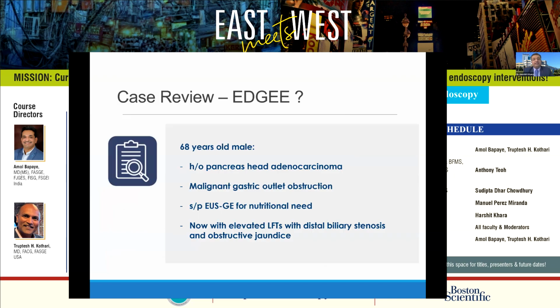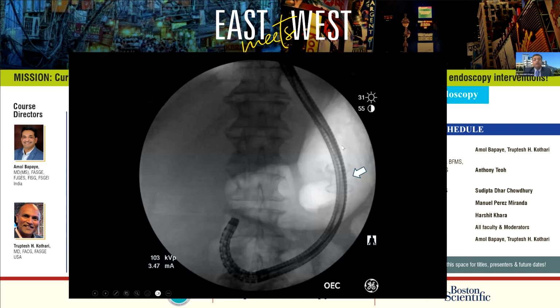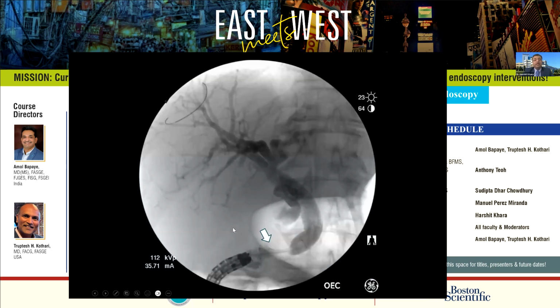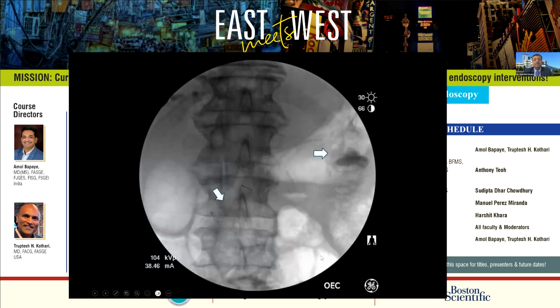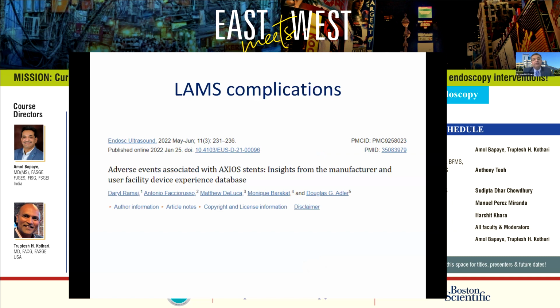So this EDGY case of mine was a patient with pancreas head adenocarcinoma with a malignant gastric outlet obstruction who had undergone EUS-GE for nutritional need and then subsequently developed obstructive jaundice. And I was able to use the EUS-GE access because it was impossible to traverse through the duodenum, and then retrograde, place a fully covered self-expanding metal stent. And now the patient's EUS-GE access could be used for very quick and easy biliary access as well. And thus we can get EDGY about it.